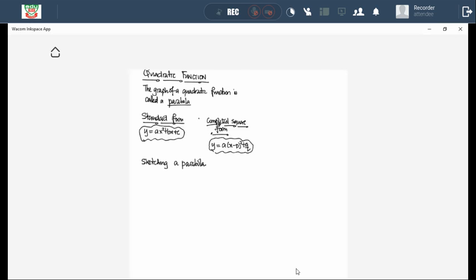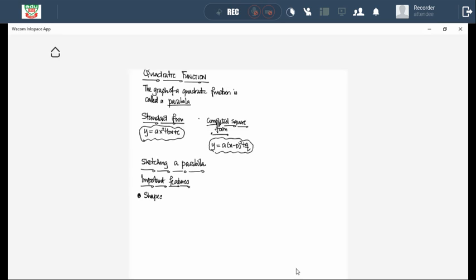Right. Now, for you to be able to sketch a parabola, or the graph of a quadratic expression, you need the important features. What are the important things that we should present on a parabola? Important features. Now, the important features of a parabola, what are they? The first thing is the shape.